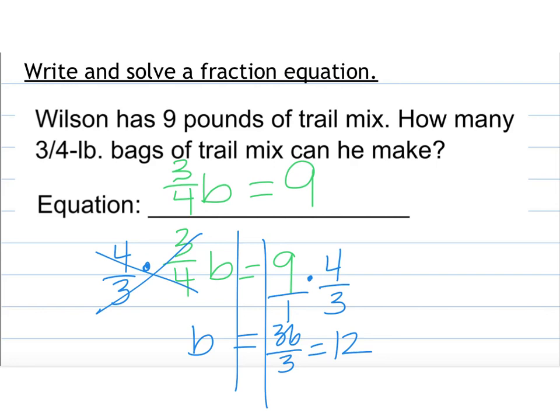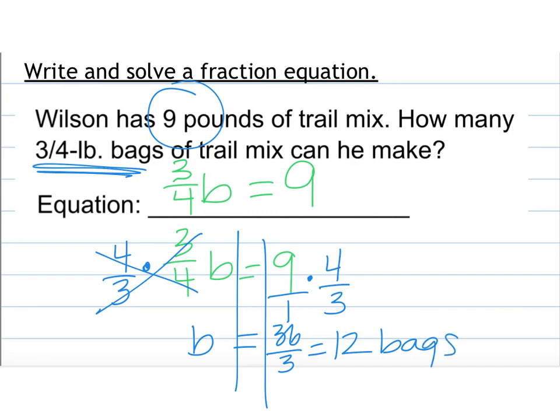So we had this problem before. This is just showing us in a word problem what it would equal. So we know that we're going to have more than 9 bags because we're not using a whole pound to make a bag. We're taking part of a pound to make a bag. So it makes sense that we would have 12 bags.